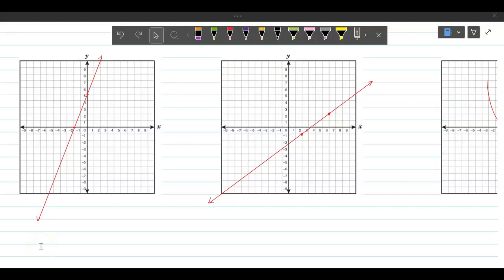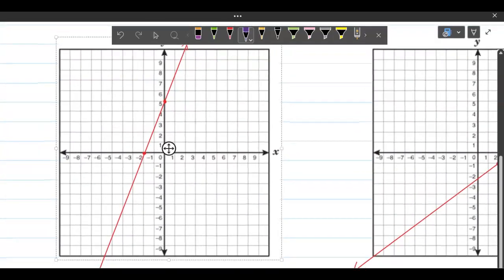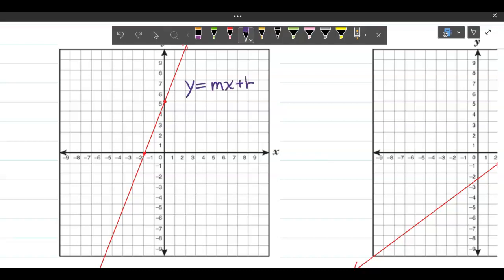Let's start with some common knowledge. Back in Unit 2, we were making equations of lines by looking at a picture of the graph. So for instance, in this example right here, we can write the equation of this line, y equals mx plus b. That's the generic form. That's our slope-intercept form, if you recall.